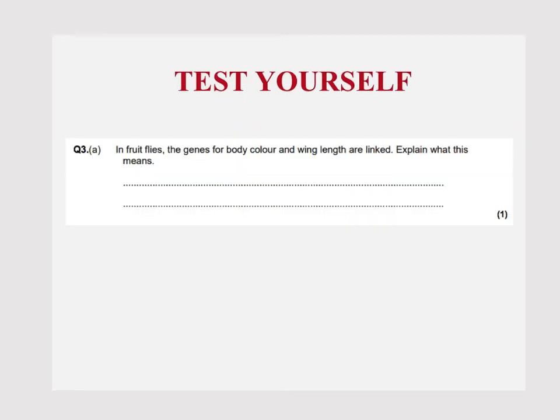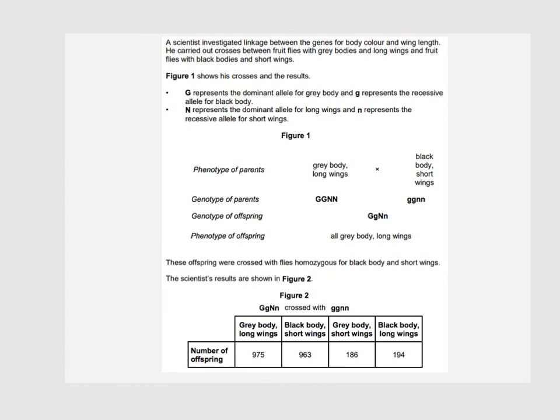So for the final bit of the lesson, as per usual, we're going to take a look at some exam questions. I'm just going to click through these and then we'll go through the answers at the end. Okay, so in fruit flies, the genes for body colour and wing length are linked. Explain what this means. So pause now and carry on when you're ready. And the next few questions are related to this stem. So a scientist investigated the link between the genes for body colour and wing length. Surprising, because we've spoken about this example already. He carried out crosses between fruit flies with grey bodies and long wings, and fruit flies with black bodies and short wings. And figure 1 shows his crosses and the results.